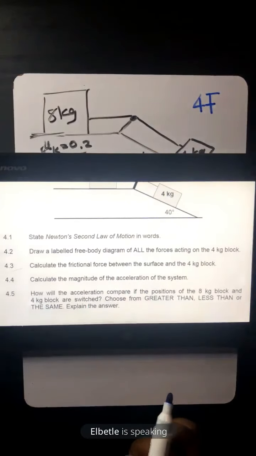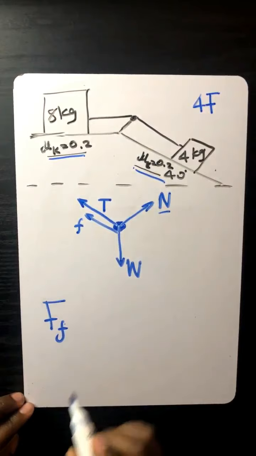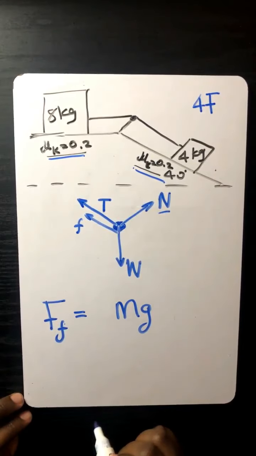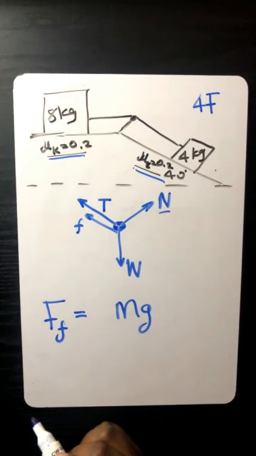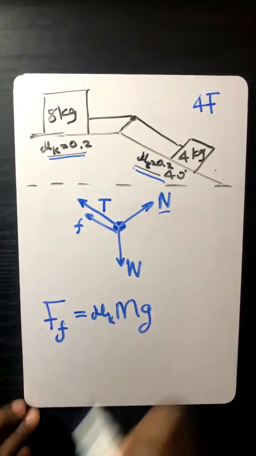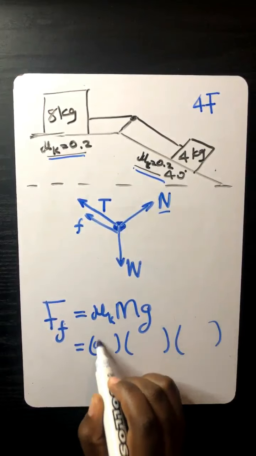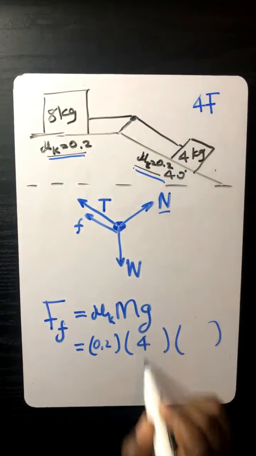Yeah, it makes sense. So can you see now, they want you to calculate the frictional force between the surface and the 4 kg block. So frictional force is exactly what the question wants you to calculate, LB. What do you know about the frictional force? But if there's a surface which has got a coefficient of kinetic friction, then that's when in that formula you add a mu k there. So you can easily substitute and just punch it on a calculator. I think this is 0.2. What is the mass? Which object? We are talking about the 4 kg object over there.